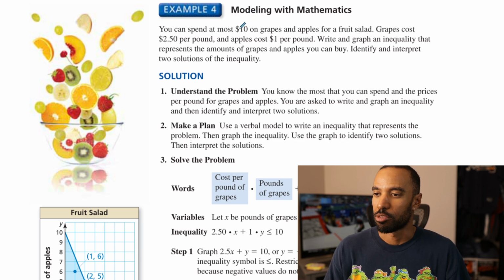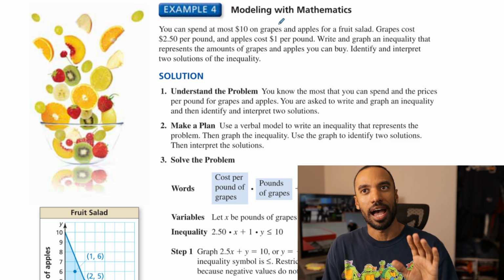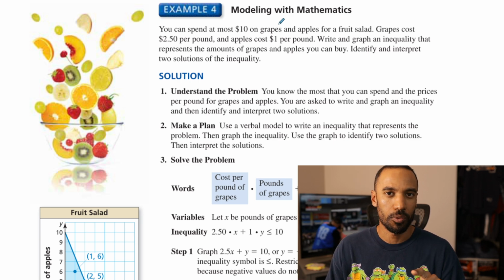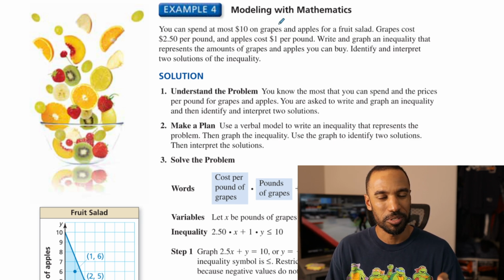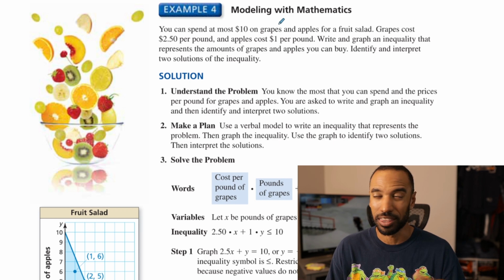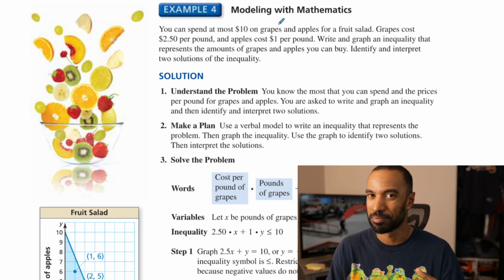Okay, modeling with mathematics. Here we go. And here's the thing. I love not just inequality word problems, but systems of inequality word problems in the next section. I actually like these a lot. They're a lot more real life to me.